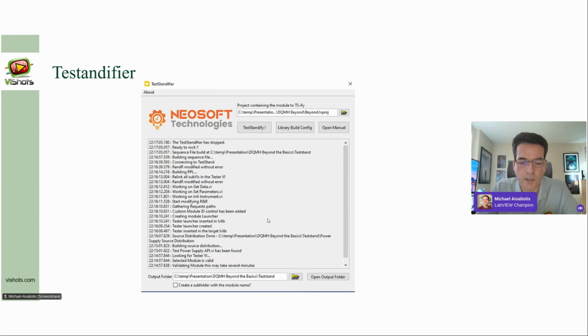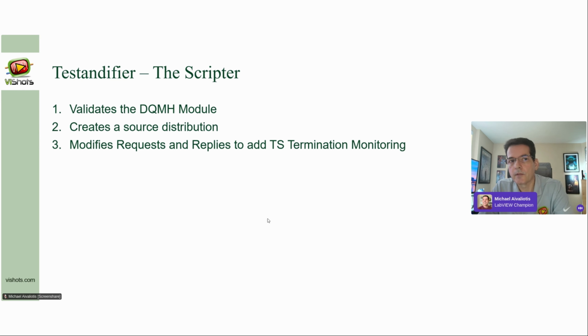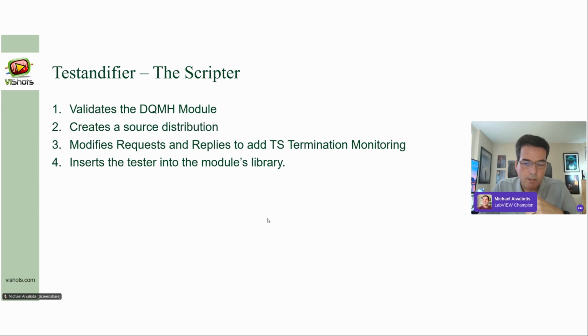And what the TestStandifier does, it validates the DQMH module. It creates a source distribution, modifies requests and replies to add abort capability. So if you hit abort in TestStand, the VI aborts. It inserts a tester into the module's library.